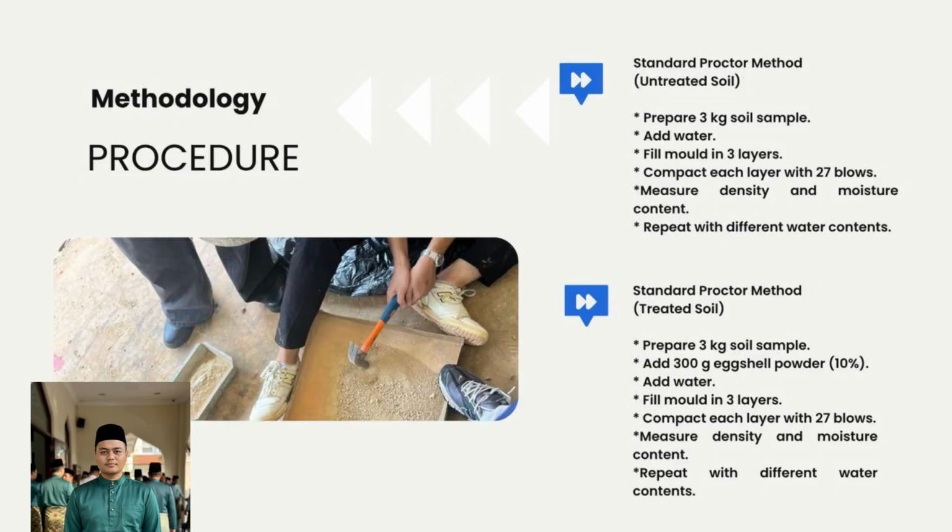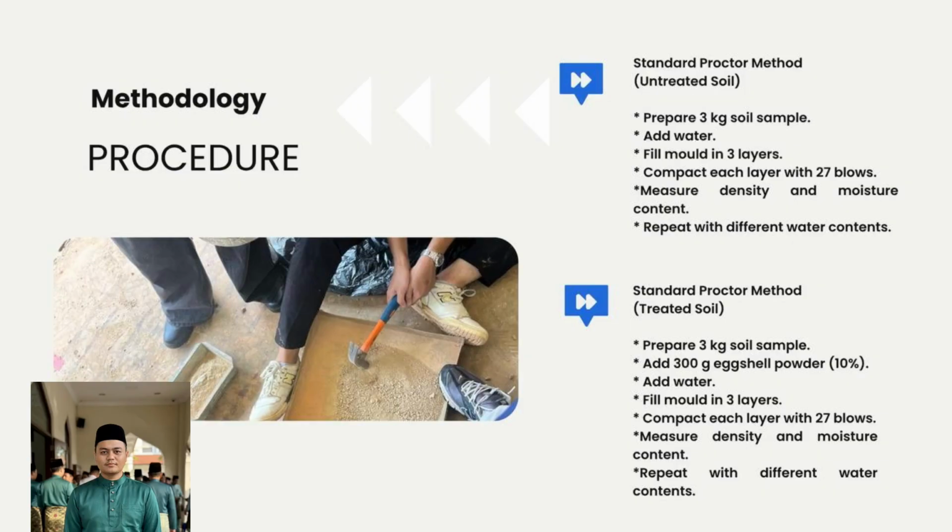Lastly, we go to the standard proctor method for untreated soil. First, we should prepare 3 kg of soil sample and then add 210 milliliter of water. After that, fill the mold in 3 layers and then compact each layer with 27 blows. Next, measure density and moisture content. And lastly, repeat with different water content.